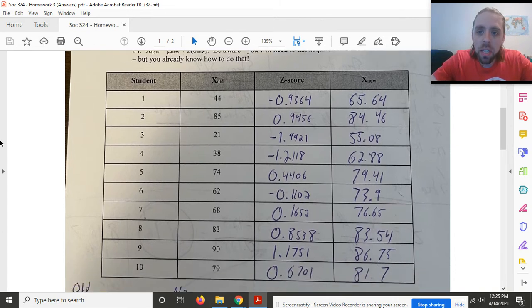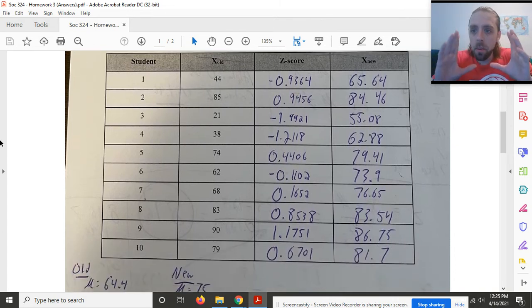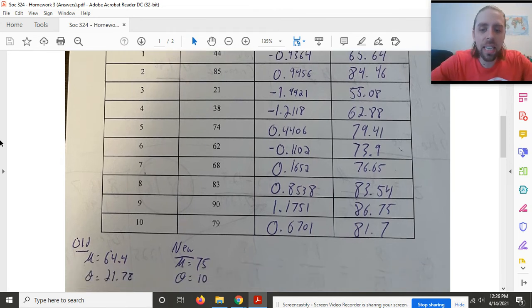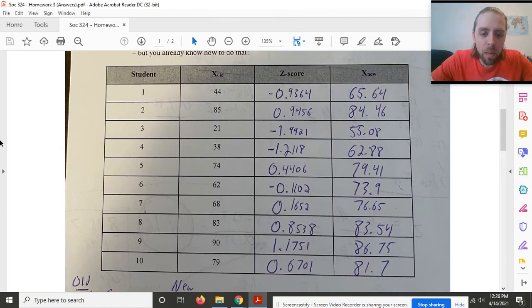First, calculate the mean of this old distribution, 64.4. And using that, we calculated an old standard deviation of 21.78. If you rounded slightly differently, I highly doubt it will be a problem. So then, using that, I plugged it into my z-score formula, because now I know what the mean and the standard deviation are.